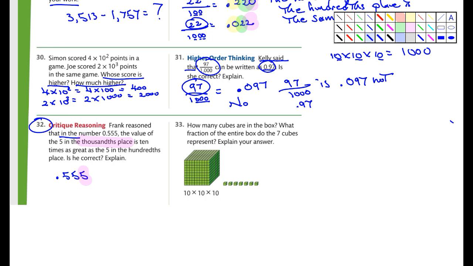Wait a second, that doesn't make any sense. 10 times as great as the value in that. So where's the hundredths place? Here's the hundredths place. Okay. Well, which way are the numbers getting larger? They're getting larger as we go this way. And so this person is saying that the value of the 5 in the thousandths place, the pink area here, is 10 times as great as the value of the 5 in the hundredths place. No, it's not. It's 10 times smaller. It's 1/10 the value.